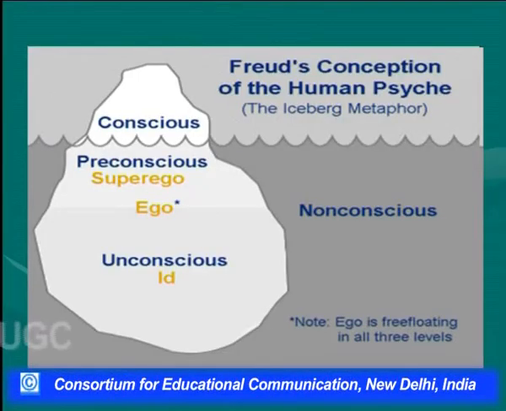Now let us see this diagram which is on the screen, the Freud conception of the human psyche, which is also called the iceberg metaphor. This is very important for you to understand here. We start from the ID. I'll be explaining these concepts one by one, but you must see this diagram first. It starts from the ID. The next is your unconscious. The third is your ego. The fourth is your superego. Next is your pre-consciousness, and the last is the consciousness. So ego is a kind of free floating in all the three levels, but the difference is that it is different at different levels.